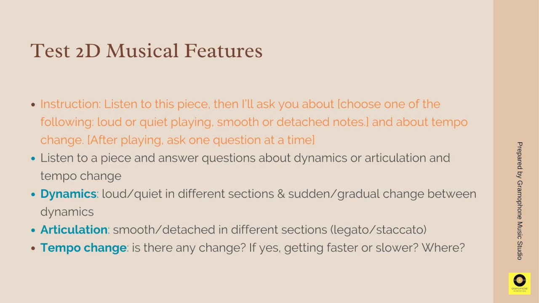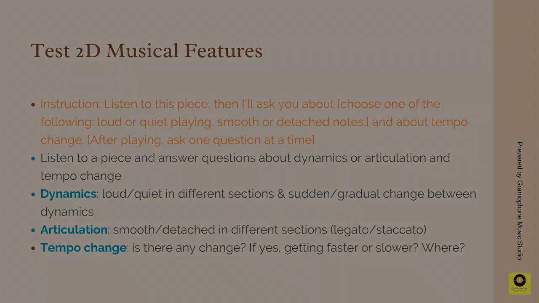For dynamics, it can be loud or quiet in different sections, or about the sudden or gradual change between these dynamics. The articulation will be about smooth or detached in different sections, whether they are legato or staccato. And for tempo change, you have to listen if there is any change in the speed. If yes, is it getting faster or slower, and where is the change?